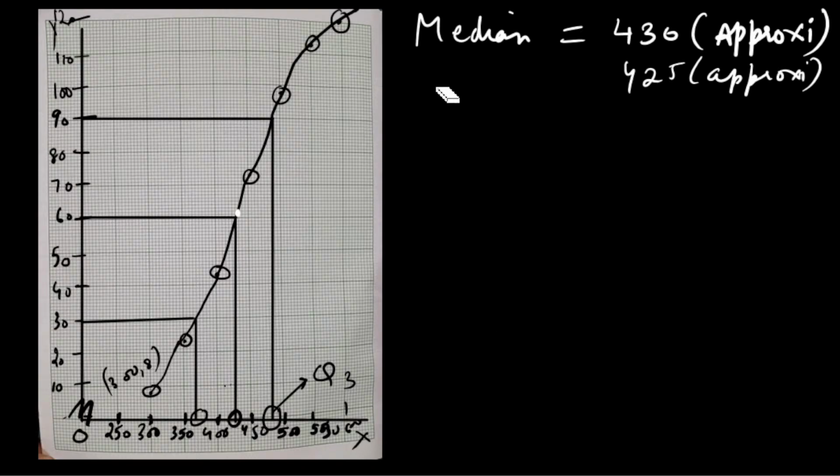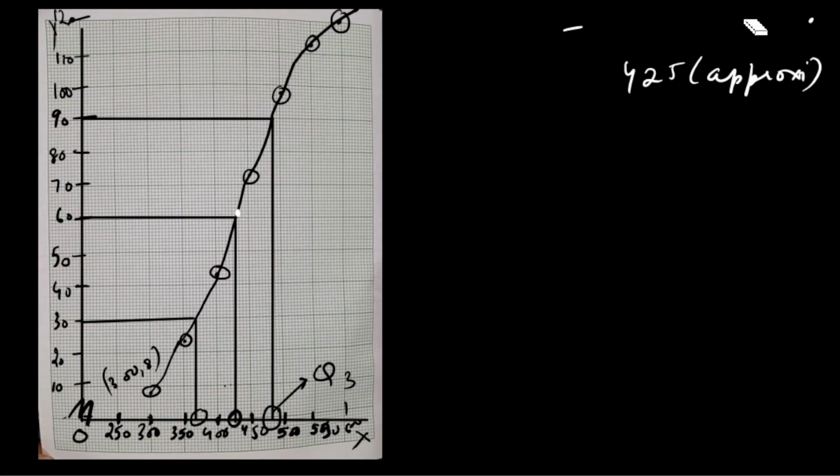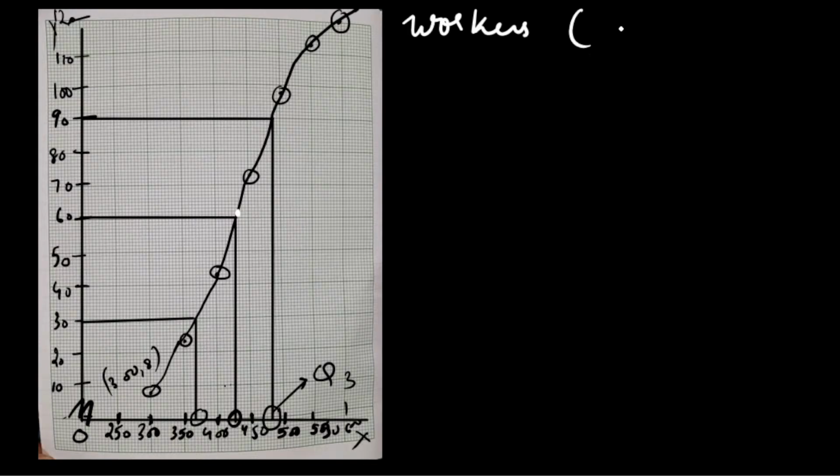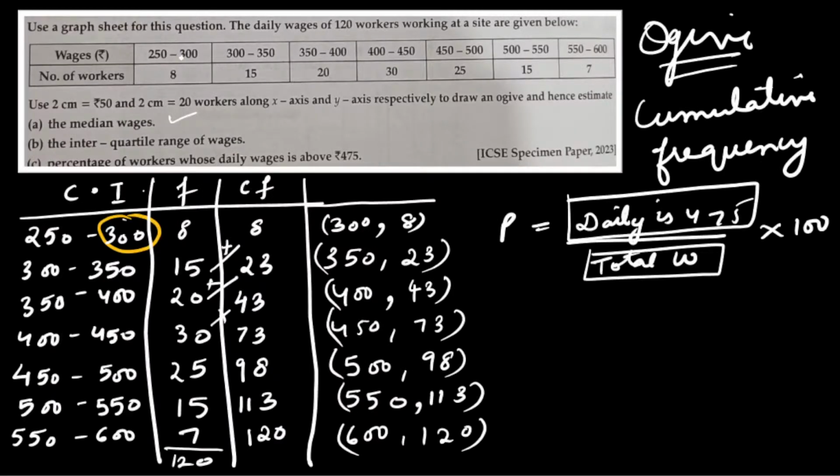So how to find workers? Where have we written workers? We have written workers along the y-axis. You can see 10, 20. Frequency means workers here. You can see in the graph, for 250 to 300, 8 workers are there. Then 15 workers. So frequency we have written along the y-axis.